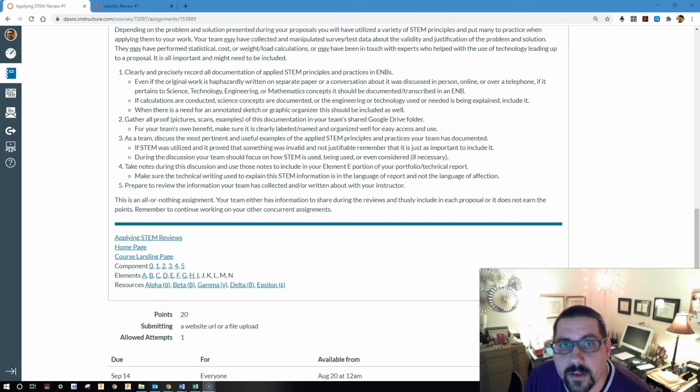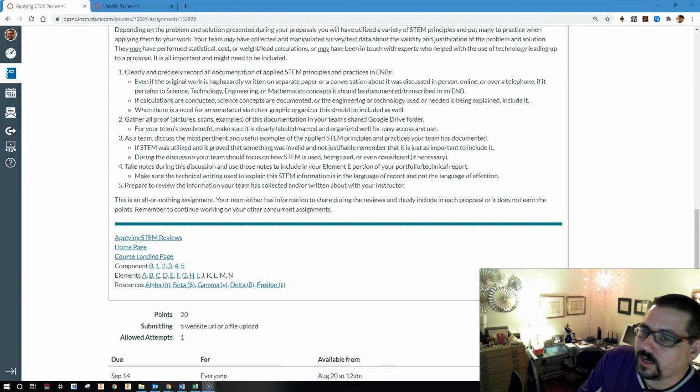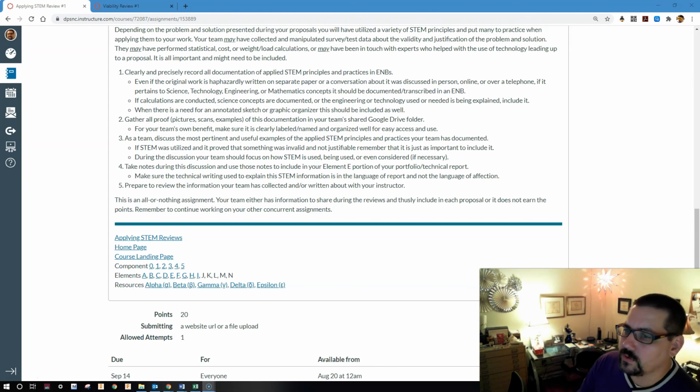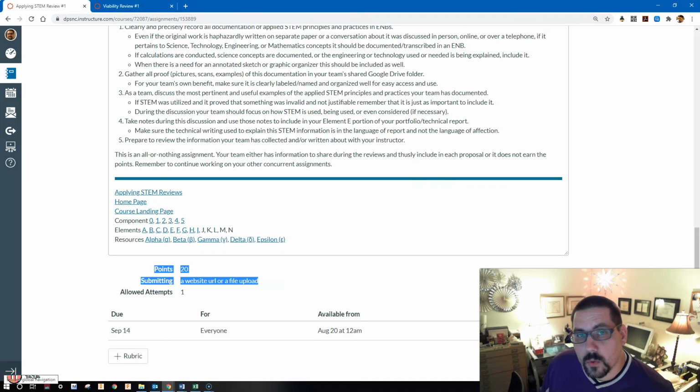Number 5, prepare and also review the information your team has collected and or written about with me, your instructor. This is an all or nothing assignment. Your team either has information to share during the review and thusly include in each proposal, or it doesn't earn the points. Don't forget to also work on those other concurrent assignments. 20 points. Upload a website URL or a document, your choice.